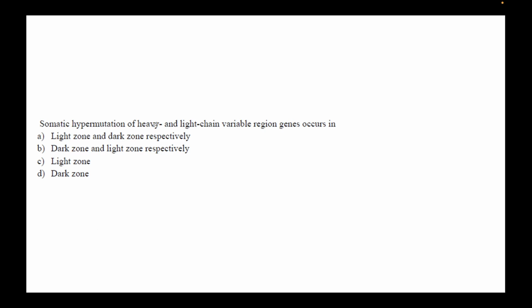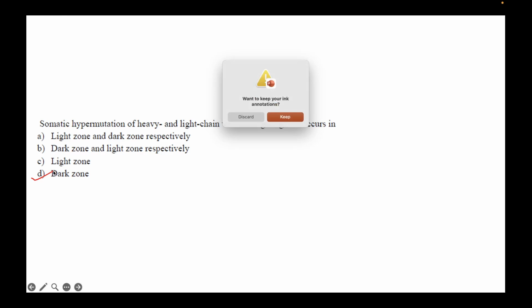Then somatic hypermutation of heavy and light chain variable regions occurs in, okay, the hypermutation step was occurring in the dark zone, and after the hypermutation step is done, the cells move to the light zone for affinity maturation. So these are the questions for today.